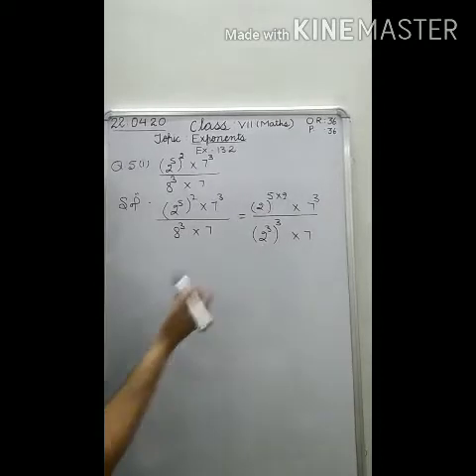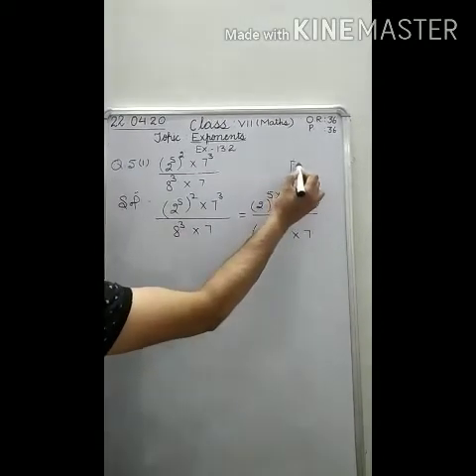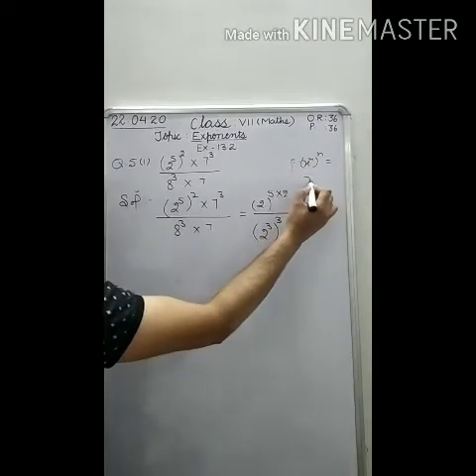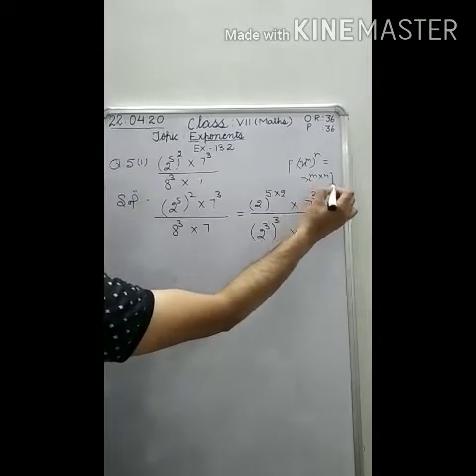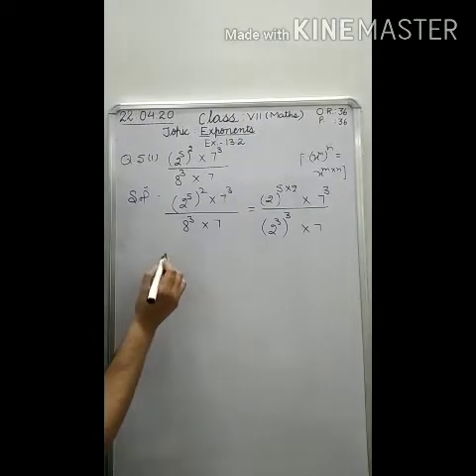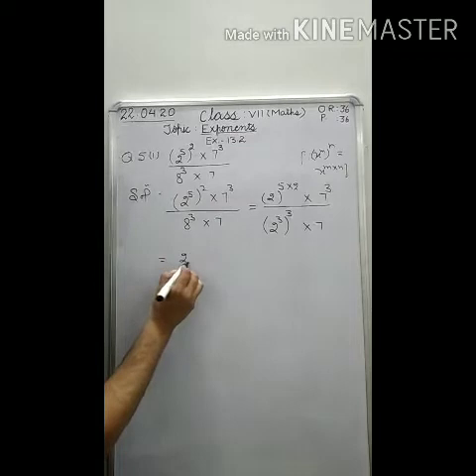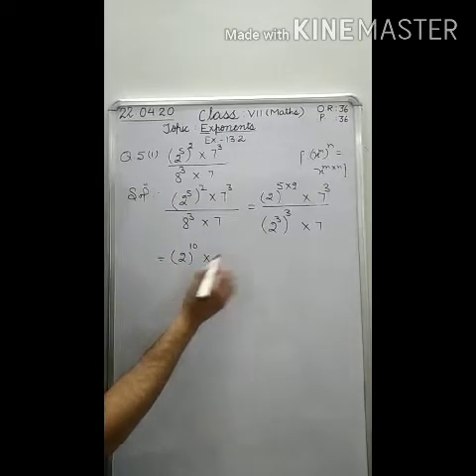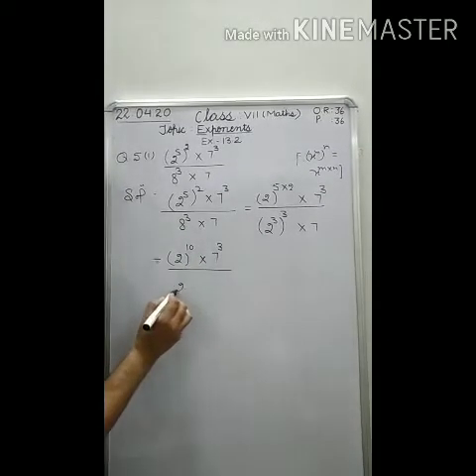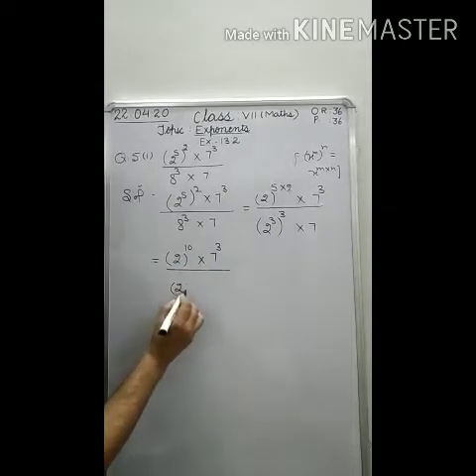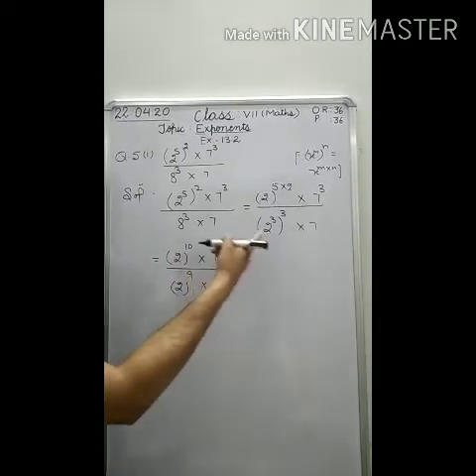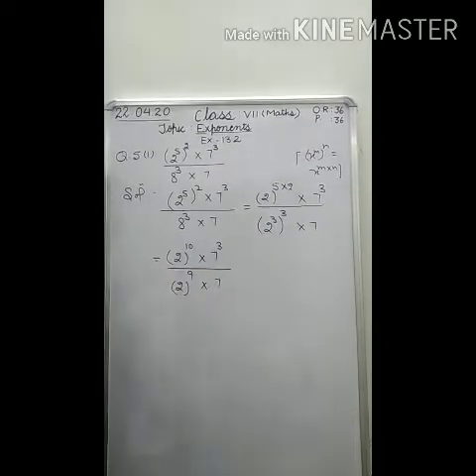Now which identity have you used here? You have used the identity x raised to the power m, whole raised to the power n, is equal to x raised to the power m multiplied by n. This you have used here. Now you have to simplify it. When you simplify it, this term will become 2 raised to the power 10, into 7 raised to the power 3, upon 2 raised to the power 3 times 3 is 9, into 7 only. Now again we have used the same identity here. Now we have to solve it.